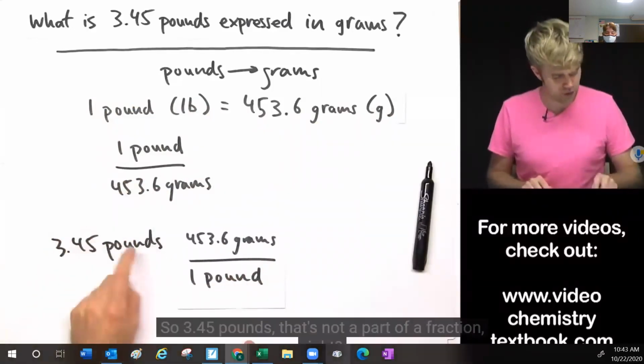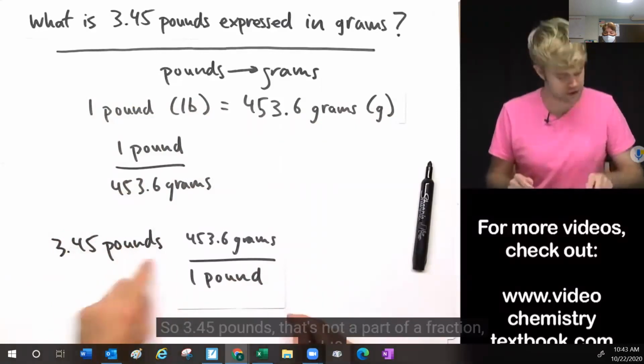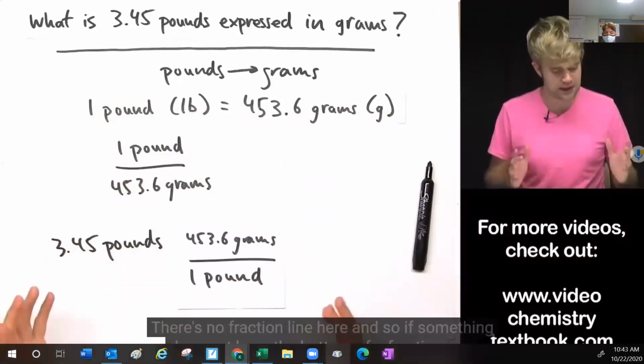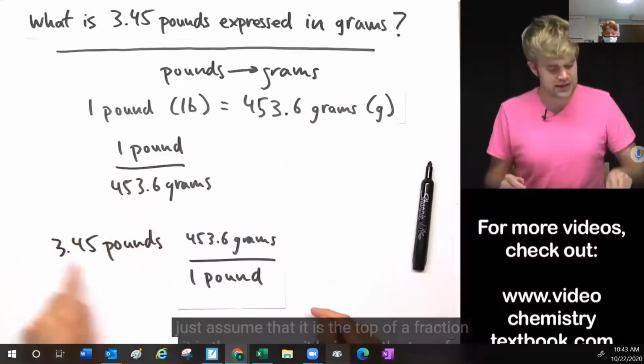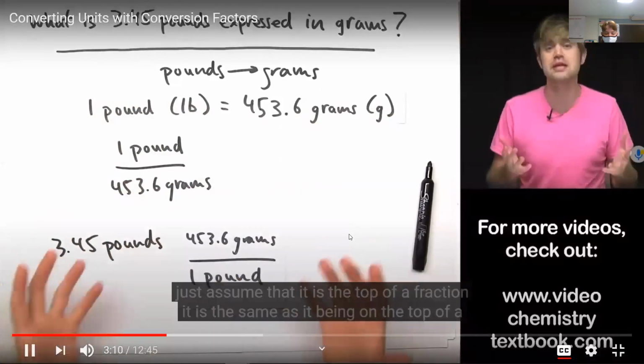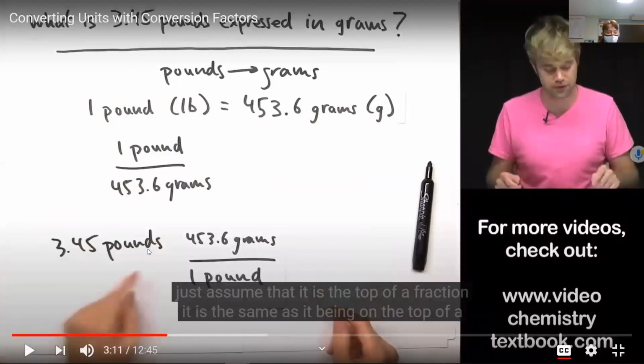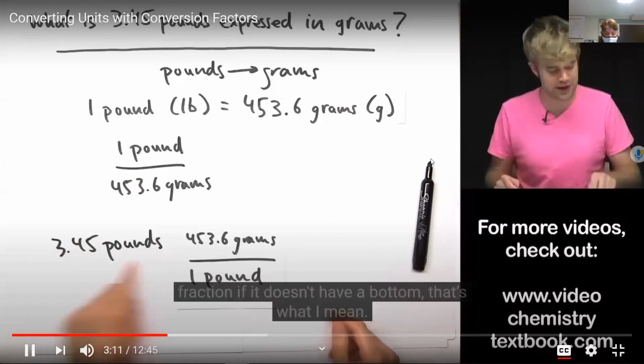So 3.45 pounds, that's not part of a fraction, right? There's no fraction line here. And so if something does not have the bottom of a fraction, you just assume that it is the top of a fraction. It's the same as it being on the top of a fraction. Okay, so if it bothers you that this is not a fraction, because it's going to screw you up, just draw a line and write it over 1. You can turn that into a fraction by just drawing a line and writing it over the number 1. That's optional though. You don't have to do that if you understand it without turning it into a fraction.